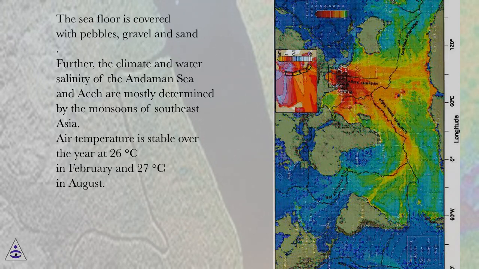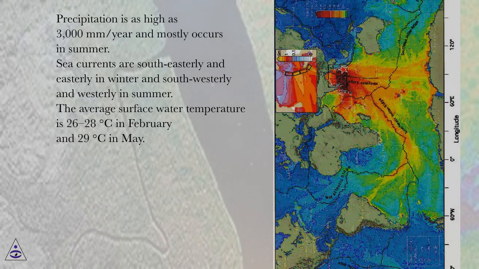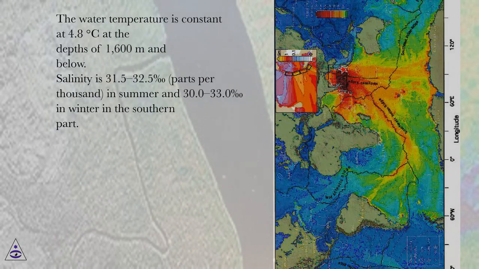Air temperature is stable over the year at 26 degrees Celsius in February and 27 degrees Celsius in August. Precipitation is as high as 3,000 mm/year and mostly occurs in summer. Sea currents are southeasterly and easterly in winter and southwesterly and westerly in summer. The average surface water temperature is 26 to 28 degrees Celsius in February and 29 degrees Celsius in May. The water temperature is constant at 4.8 degrees Celsius at the depths of 1,600 meters and below.